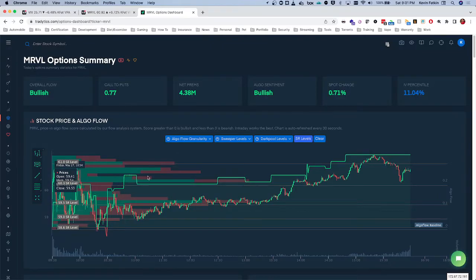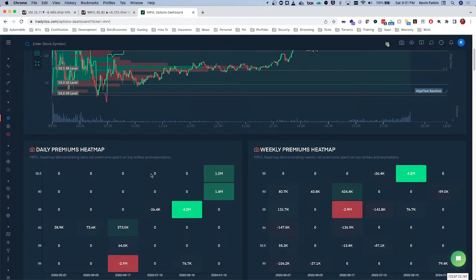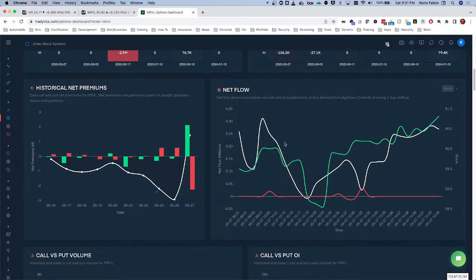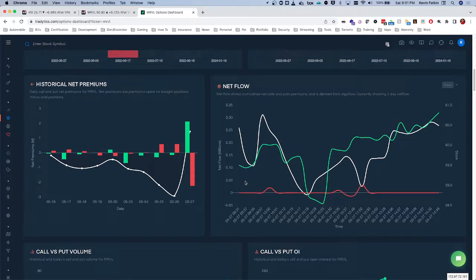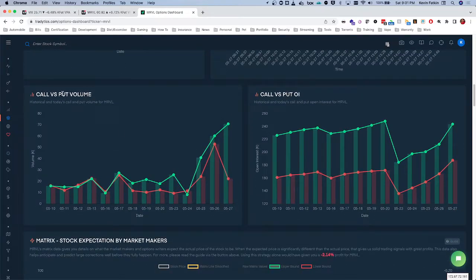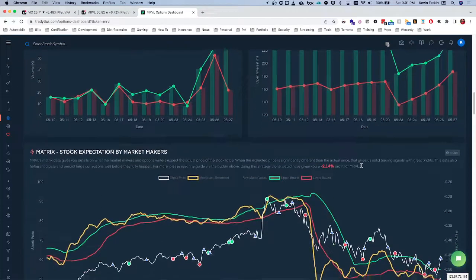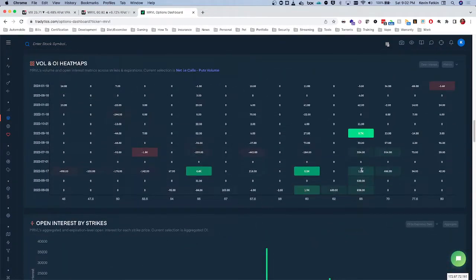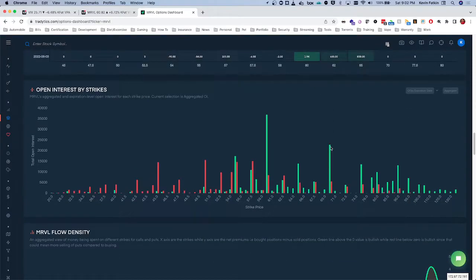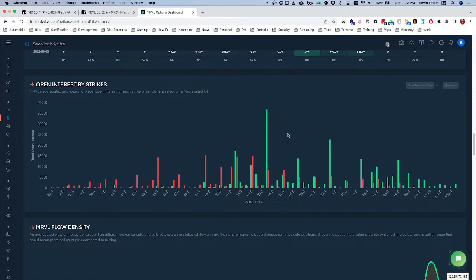And it is based off flow. Since we're looking at calls, we also want to make sure, if we look at the net flow for this ticker, you can see puts have been flat, which is great, and calls have been on the rise, which is also great. So this play is looking better and better the more we look at it. You can see call versus put volume. Call volume is on the rise. Call open interest is on the rise. All good signs. You can dig into the heat maps if you like, see where the most open interest is targeted, and that's really interesting.